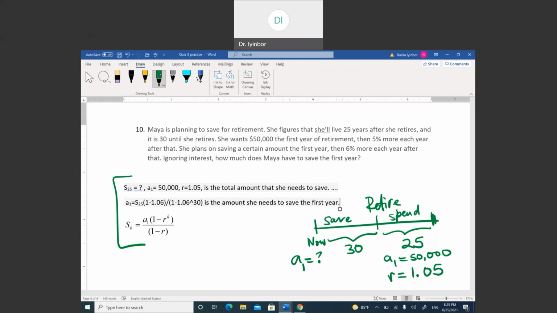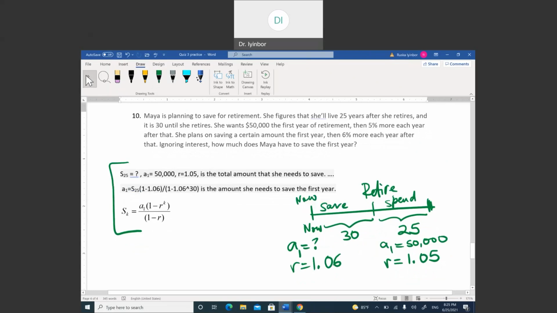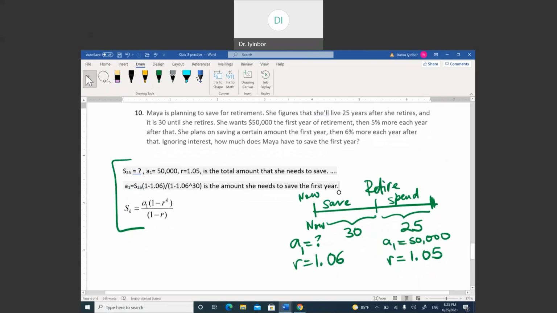And this is now, and the rate here is gonna be 1.06, because it's a 6% increase every year. Okay, so we have everything we need. So what you need to do is find A1. And I put the steps here.